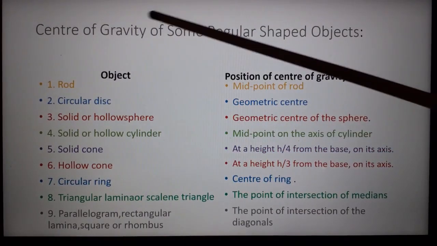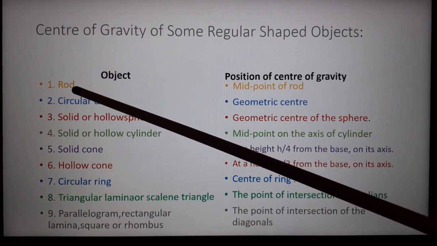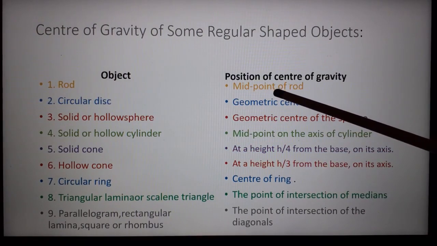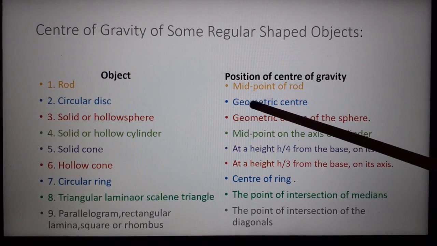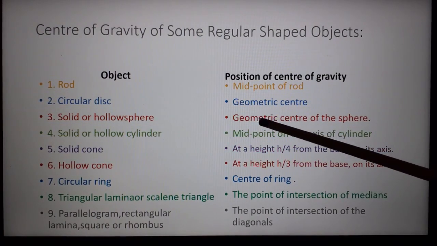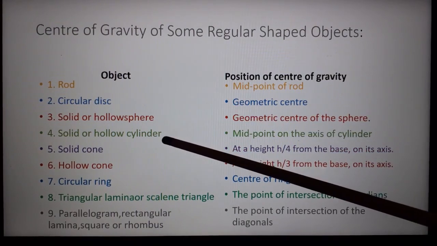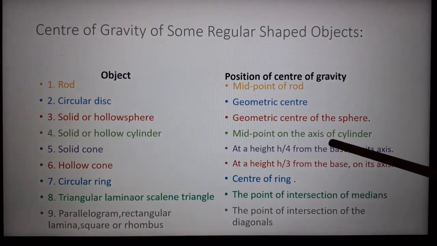Next is the center of gravity of some regular shaped objects. Let's take them one by one. First is a rod: midpoint of the rod. Circular disc: geometric center. For a hollow sphere or solid sphere: geometric center of the sphere. Solid or hollow cylinder: for cylinders, we need to draw their axis, right? So the midpoint of the axis of the cylinder.